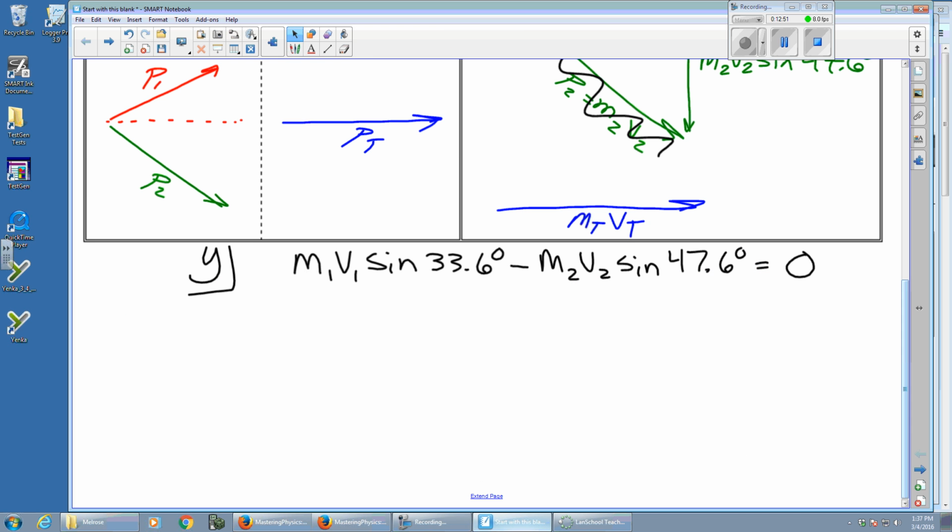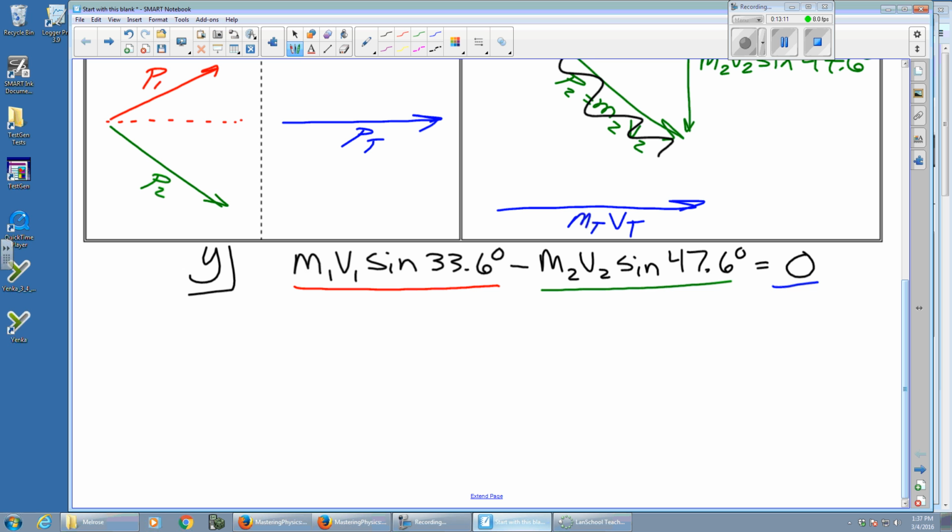I probably should have done those in my other colors. So this is the red vector. This is the green one. And they add up to be the blue part there. Everyone see where I mean? It looks nasty right now. But let's put some numbers in and see what we know and what we don't know.